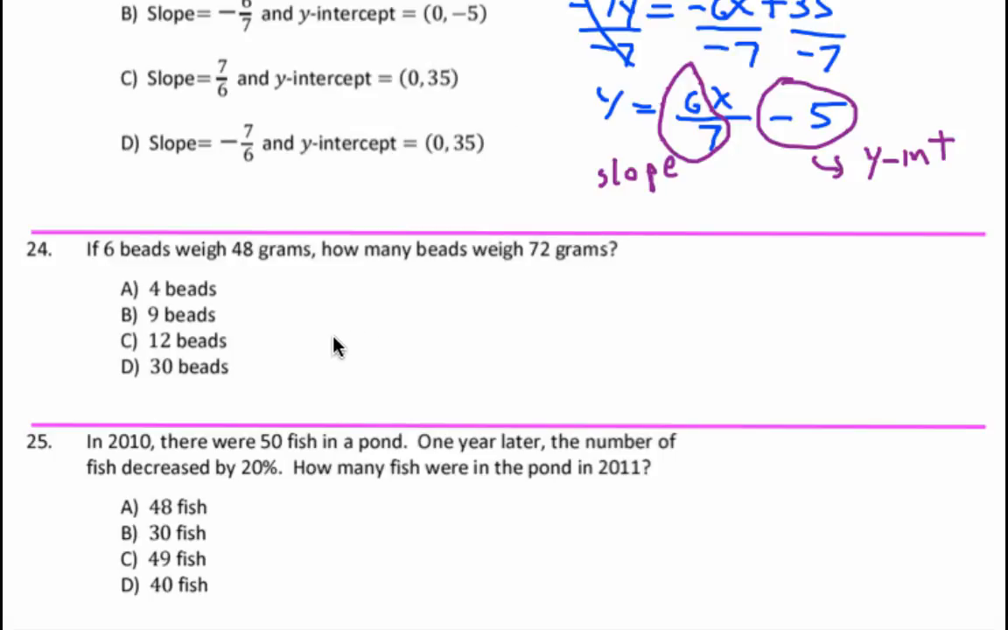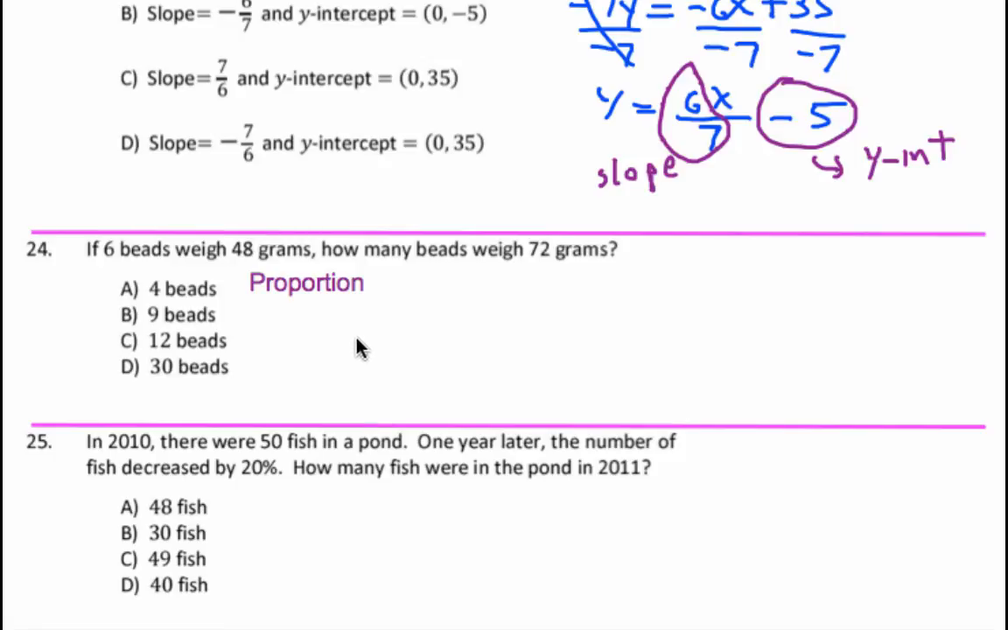Problem number 24 says that if 6 beads weigh 48 grams, how many beads weigh 72 grams? So they want to know that given the relationship that 6 beads weigh 48 grams, how many beads will weigh 72 grams? This kind of problem is called a proportion. They want to know, based on the relationship between 6 beads and 48 grams, how many beads you would need so that they would weigh out to 72 grams.